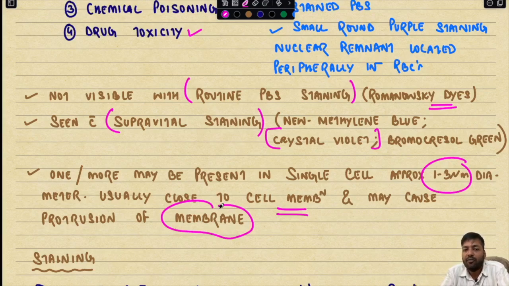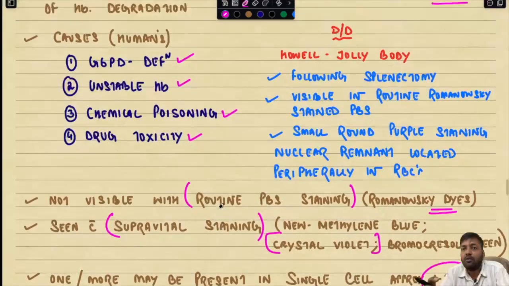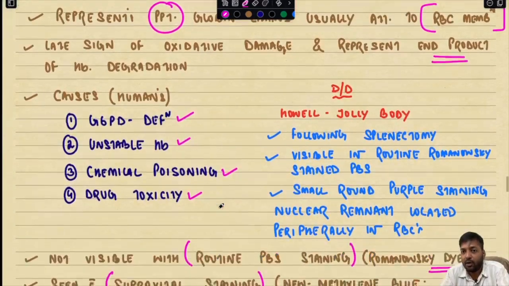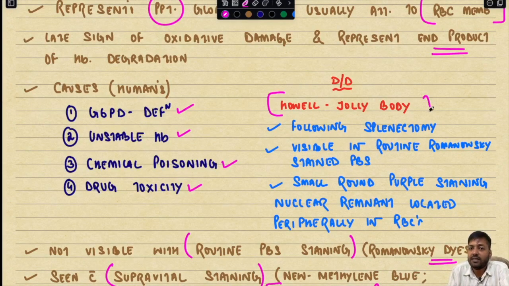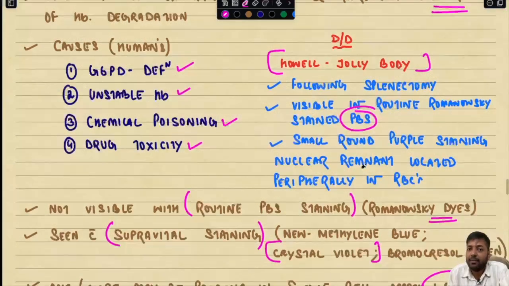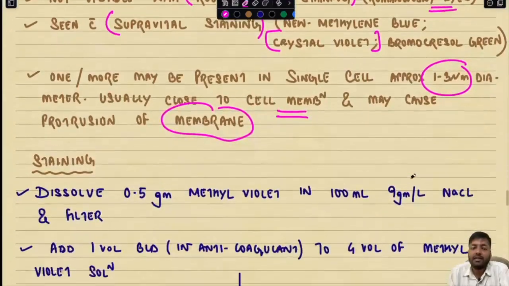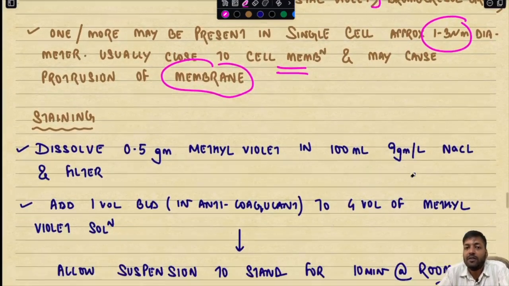Now, before I go to the staining process, I would like to tell you that there is one differential diagnosis of a Heinz body, that is the Howell-Jolly body, which is seen basically following splenectomy. How do you differentiate? Remember, Heinz bodies are not visible under the routine Romanovsky stained smear, whereas Howell-Jolly bodies are visible in the routine Romanovsky stained peripheral blood smear, and they appear as small round purple staining nuclear remnants located peripherally in the RBCs. Whereas for staining the Heinz bodies, we require a supravital stain.